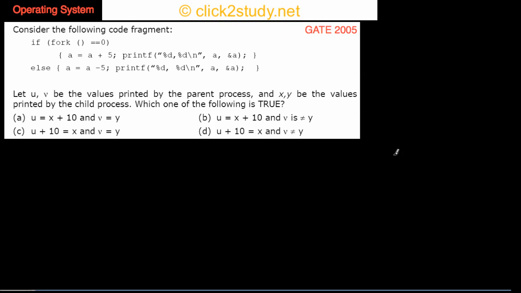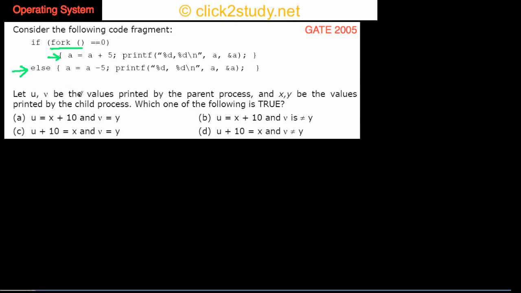Okay, let's start the next problem. Consider the following code fragment. Okay, so this is some code fragment, and if fork is equal to 0, then do this. So what this code is saying is that you're making a fork system call out here, and if what is returned is 0, then you execute this code. Otherwise you execute this other piece of code. So it's kind of a decision thing. If 0, do this. If not 0, do this.